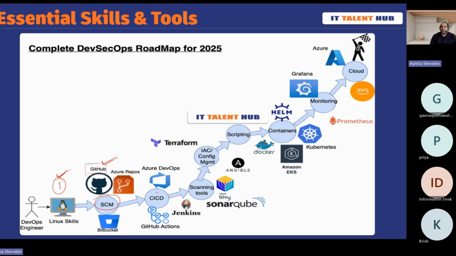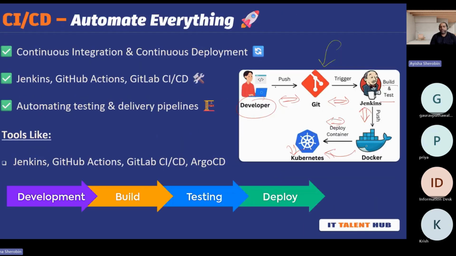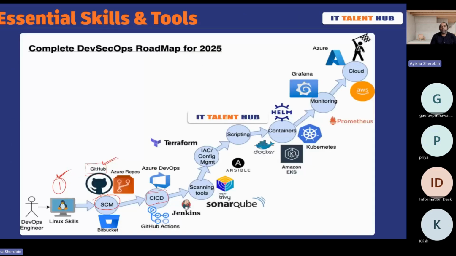And other than that, we also have to learn about CI/CD tools. To build this kind of pipeline, we will be learning about CI/CD tools like Jenkins, and we also have GitHub Actions. And also, if I talk about Azure, we have Azure CI/CD pipelines and all. In our courses, we'll be learning about Jenkins.